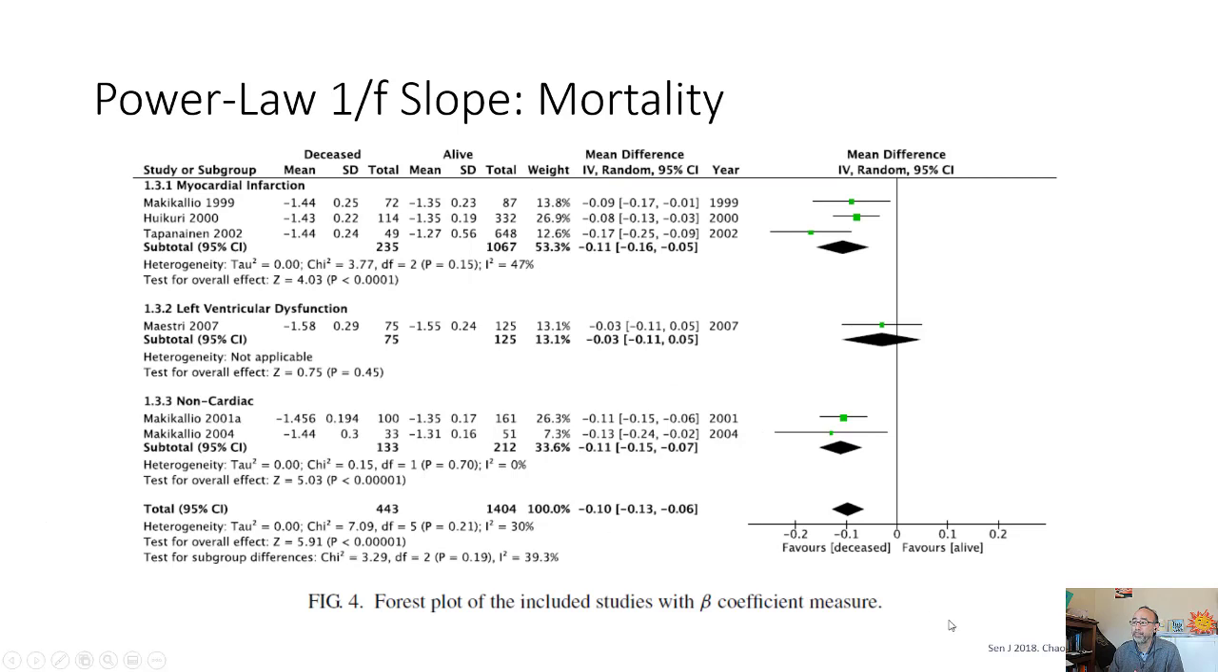This is a forest plot obtained from Sen et al. in 2018, which summarizes the application of power law 1 over f slope to multiple conditions: MI, left ventricular dysfunction, non-cardiac conditions. And we see here generally that the individuals who died had a higher slope or more of a negative slope compared to those who remained alive. And this relationship was significant if you combined all the factors together.